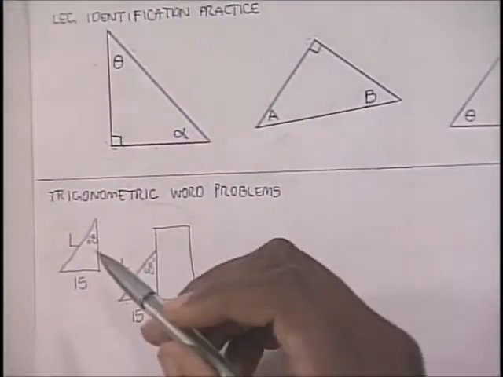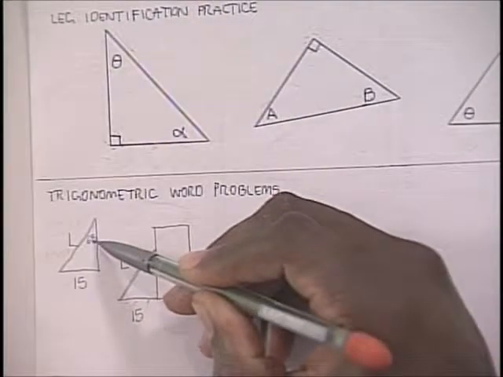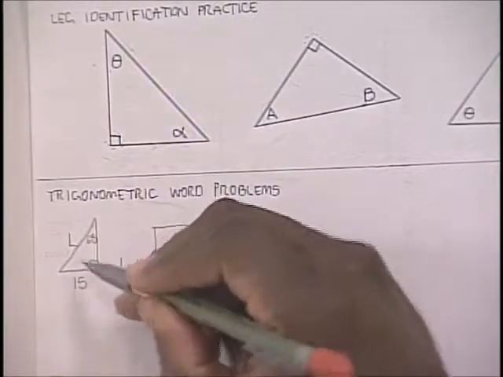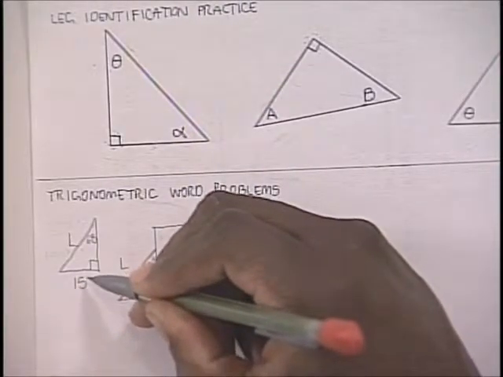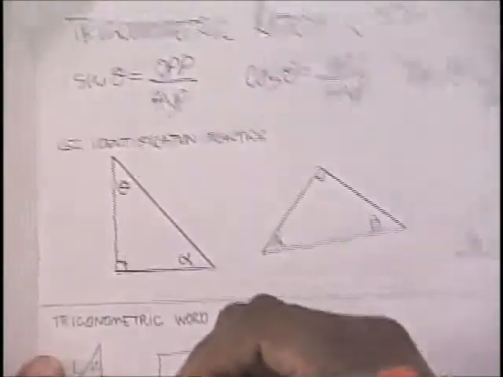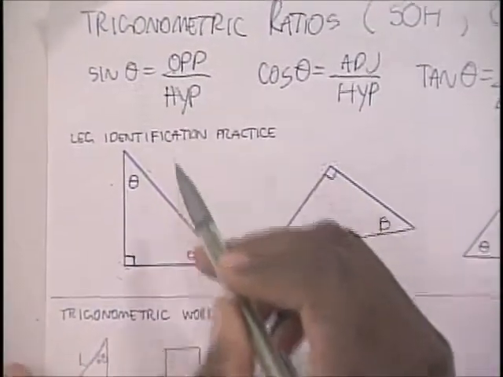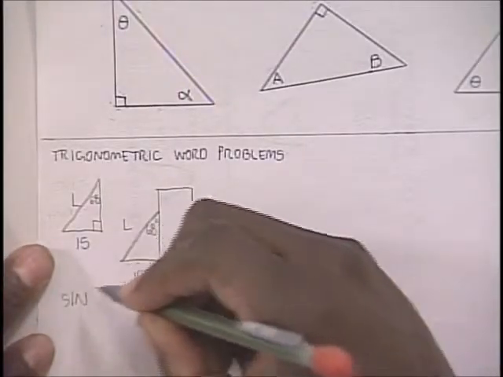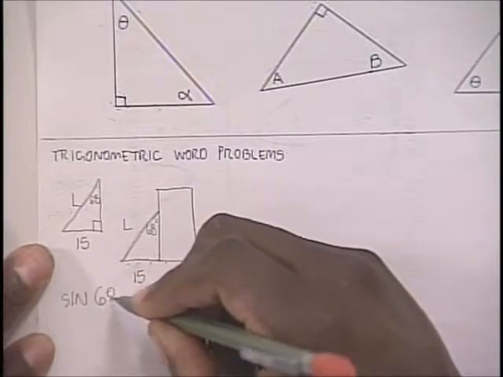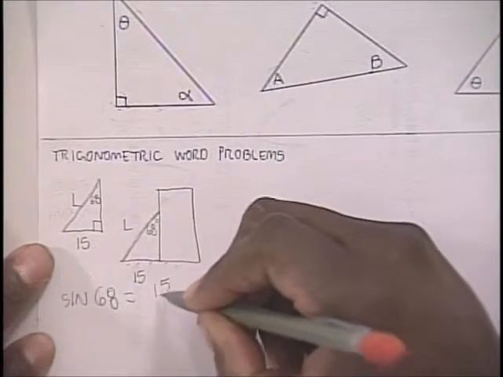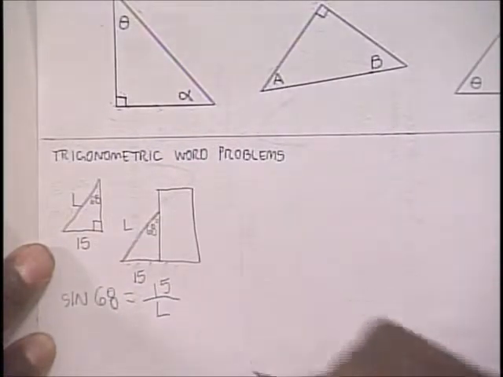Now we're going to go through the process of what we did a little while ago. This is your angle. This is your 90-degree angle. That's your hypotenuse, and this is your opposite. When you have an opposite and hypotenuse, that tells you you're going to use a sine function. So we have the sine of 68 is equal to the opposite, which is 15, over the unknown hypotenuse.